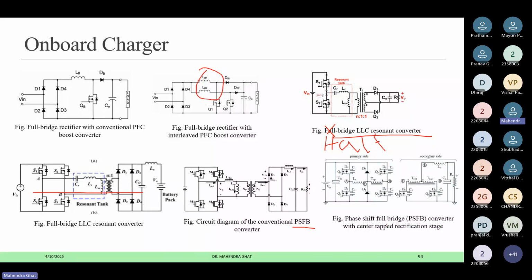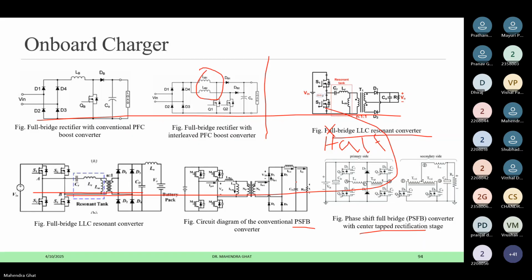Then we also have some modified phase shifted full bridge with a center tap rectifier stage. So these are some topologies. Up to here they are non-isolated, and from here to here isolated. So these are some converter topologies. Here I have shown only the DC-DC converter topologies which are used in the onboard chargers. Clear?